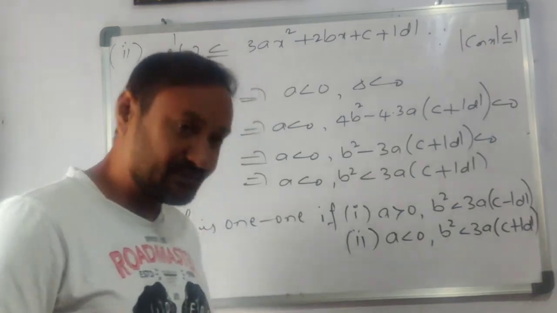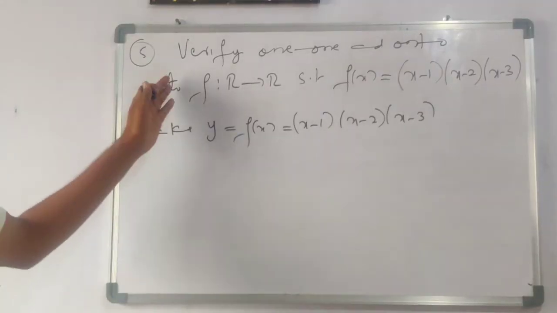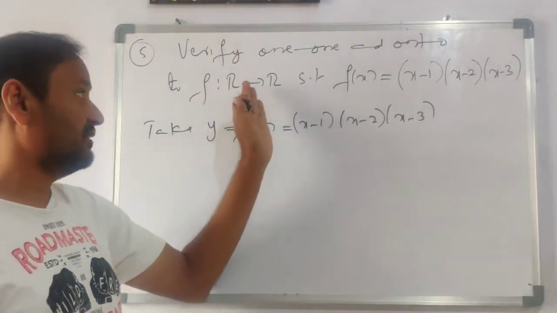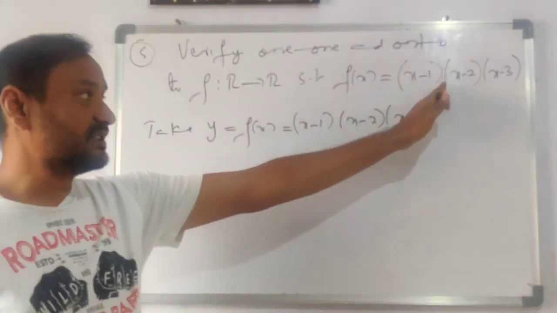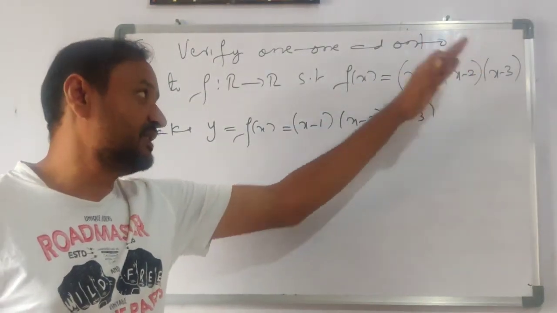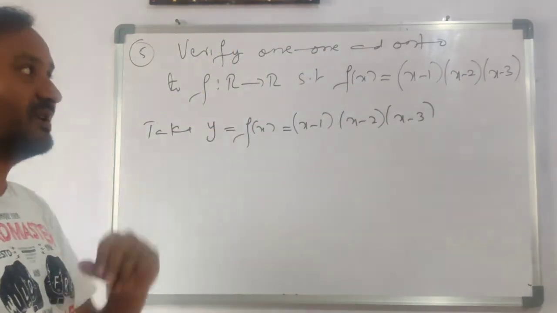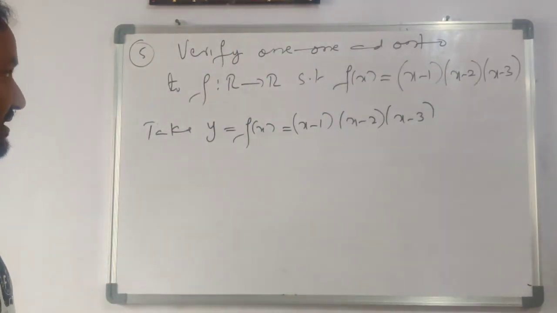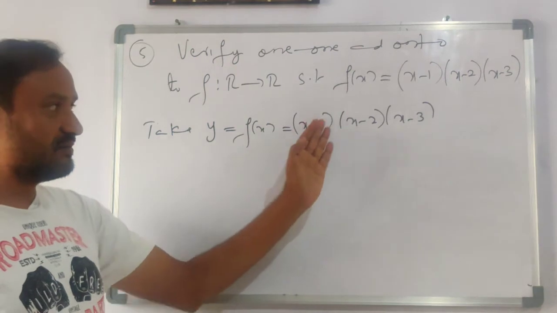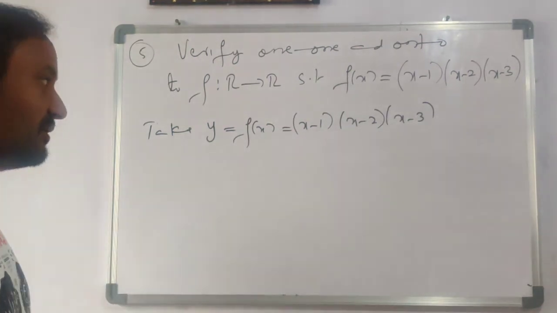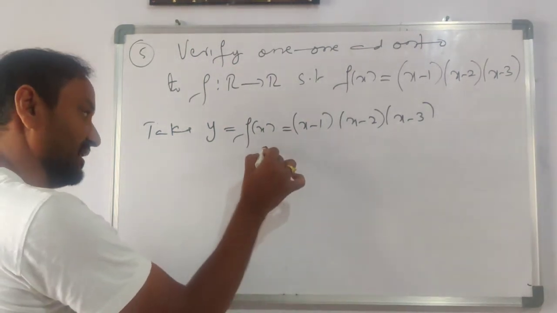So take another problem. Verify 1-1 and onto. f from R to R such that f of x equals x minus 1 into x minus 2 into x minus 3. Here I am giving different model problems on 1-1 and onto. Take the given function y equal to f of x. Draw the graph of the given function directly by taking the values.